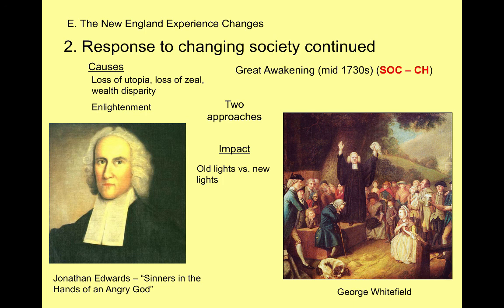Now, the Old Lights are going to be the old elite. They're going to be the people along the East Coast, the people who are full church members, the rich merchants, the people who are in control of the ports, established families. They don't want their religion or their society to change because they are on top of society. They are the wealthiest people in society.